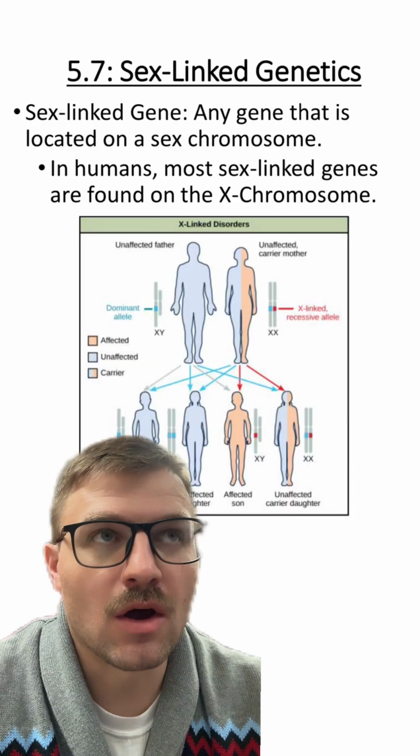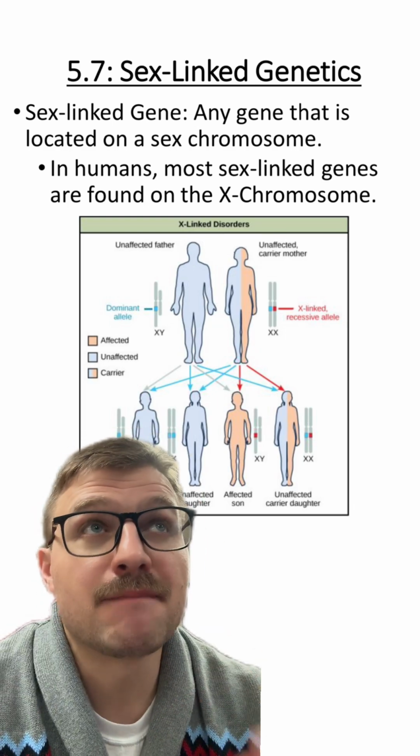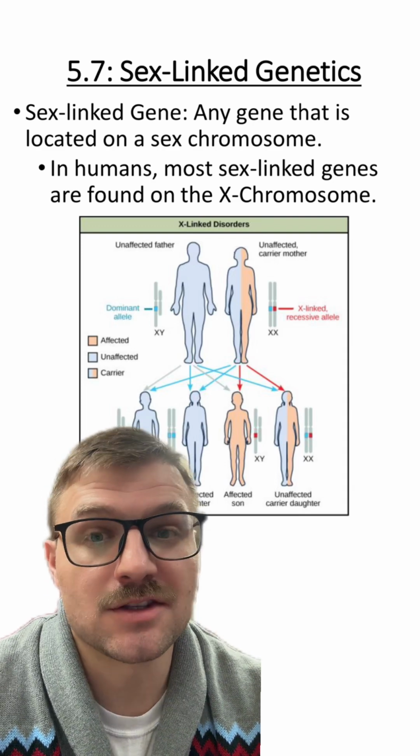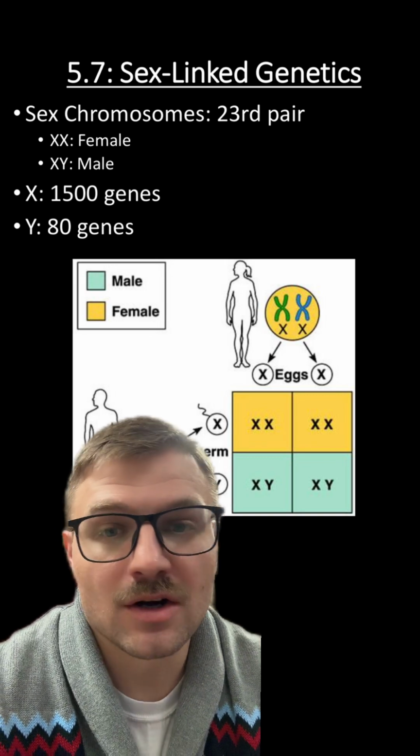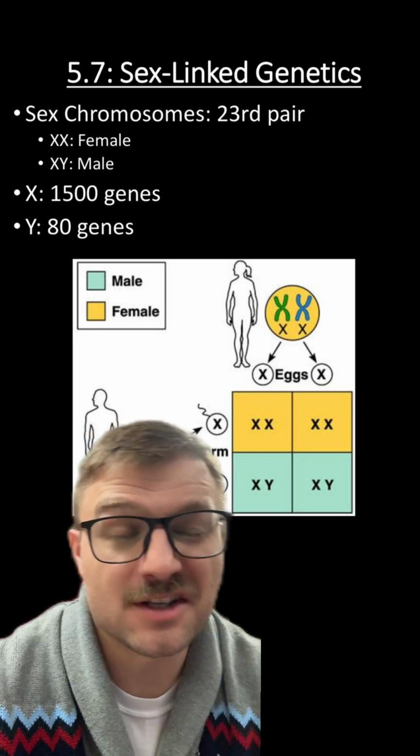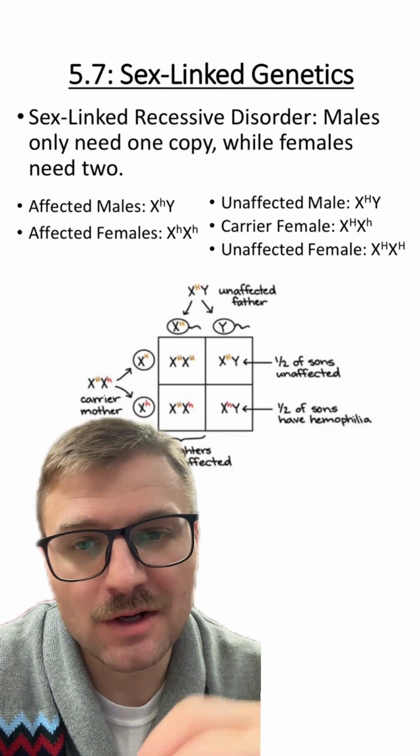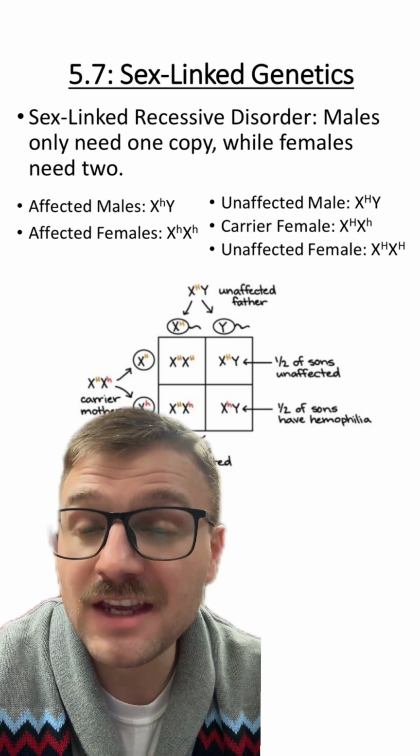Now, any gene that's on one of these sex chromosomes is going to be called a sex-linked gene. And just by the amount of genes located on that X chromosome, most of the sex-linked genes are on the X chromosome. Again, just because there are just more genes in general on that X chromosome, 1,500 compared to about 80. Now, in a sex-linked or X-linked recessive disorder, males are only going to need one copy of the X-linked disorder, while females need two.